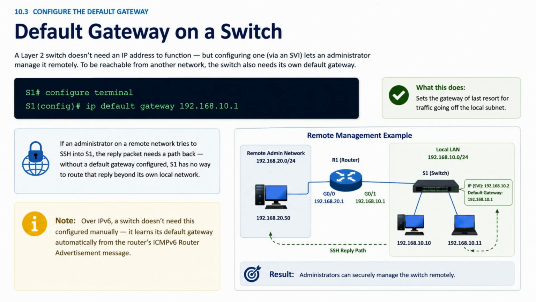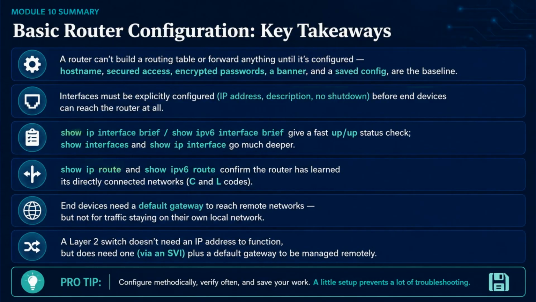A Layer 2 switch doesn't strictly need an IP address to function as a switch, but configuring one via an SVI lets an admin manage it remotely, and it also needs its own default gateway to be reachable from another network. Walk the ip default-gateway command on screen. Without it, a remote SSH session's reply packets have nowhere to go once they leave the local network. Note IPv6 handles this automatically via router advertisement. No manual config needed.